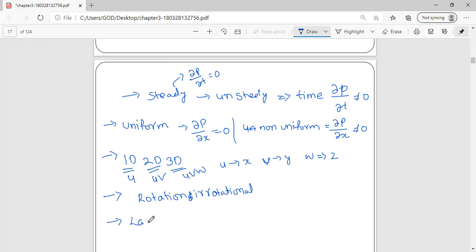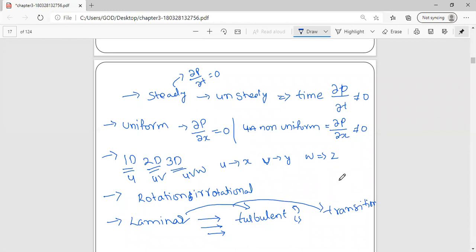Next flow, laminar flow and turbulent flow we discussed. Laminar flow means your fluid particles must be parallel to each other. And turbulent is simply a zigzag flow. The phase which is coming from laminar to turbulent is called transition flow.